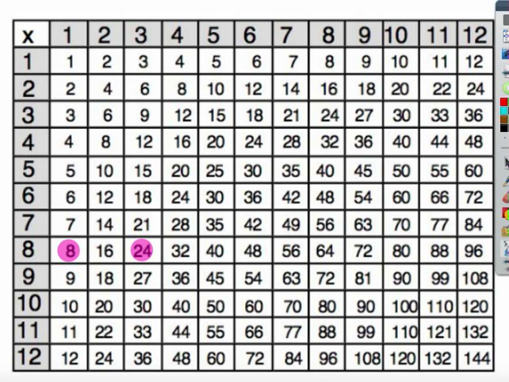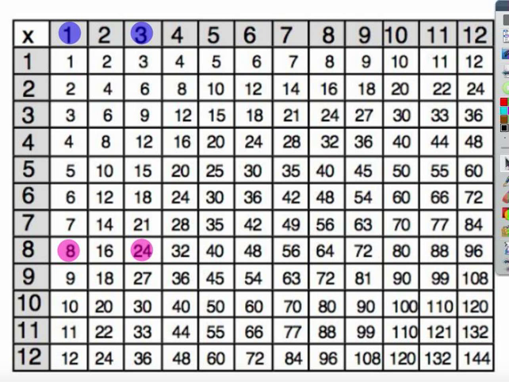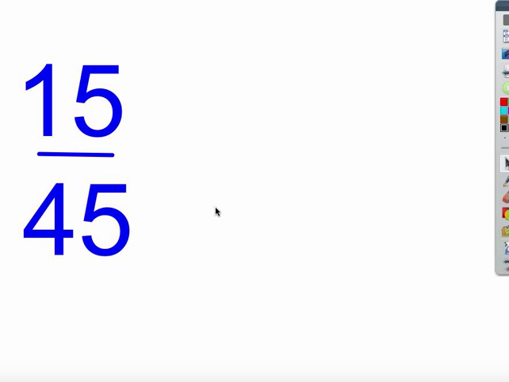Now all I have to do is look up to the top numbers here, and that is our reduced fraction. So 8/24 is the same as 1/3. And if you look back here, it is. It's the same as 1/3. Okay, let's try one more.